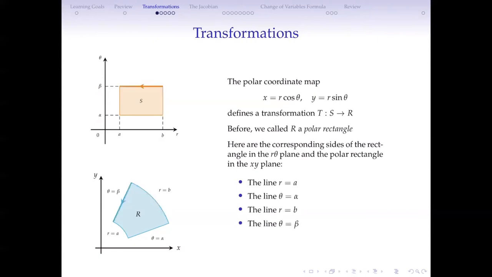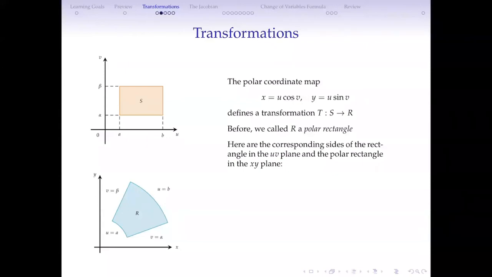Finally, to complete the round trip, we fix the angle beta and go from r equals b back to r equals a. Which side of the polar rectangle is that? That's this side here. So these two equations define a transformation from the r theta plane to the xy plane that maps an honest-to-God rectangle into a polar rectangle.